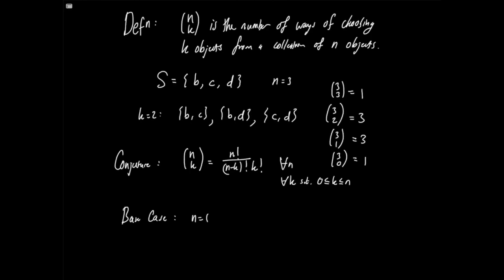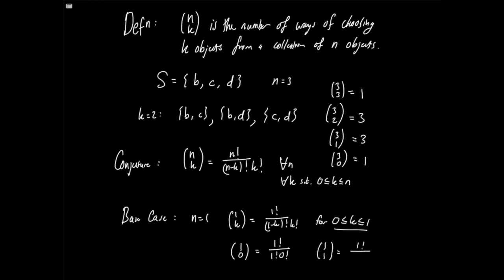So that says that 1 choose k is equal to 1 factorial over (1 minus k) factorial times k factorial, for 0 less than or equal to k less than or equal to 1. Let's write that out more explicitly, because if we look over here, we can see there's really only 2 values of k. That's the claim that 1 choose 0 is equal to 1 factorial over 1 factorial times 0 factorial. And it's also the claim that 1 choose 1 is equal to 1 factorial over 0 factorial times 1 factorial.